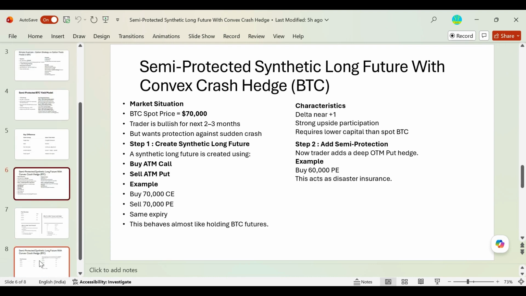Now coming to the semi-protective synthetic long future with convex crash hedge. Every term involved here has a meaning. What is a convex crash? That also I will tell you. Why it is called semi-protected, I will also tell you. These are very critical parts of the strategy.